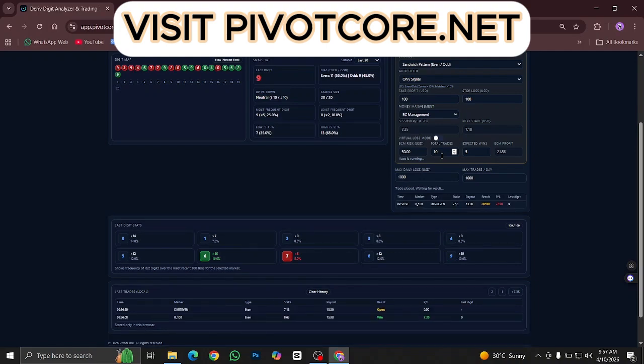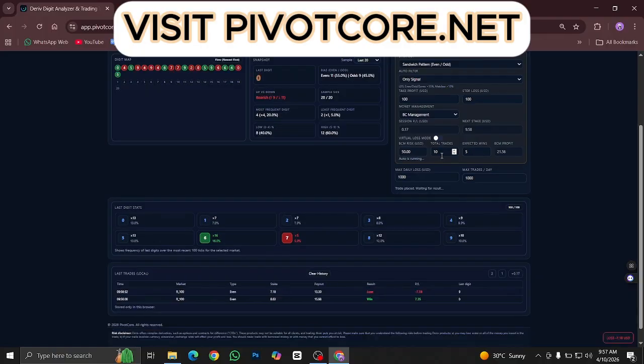The beauty of PivotCore is its speed. It reacts faster than any human finger could. Notice how it analyzes the tick patterns before making a move? That's the tech working for you. Let's watch the bot in action.